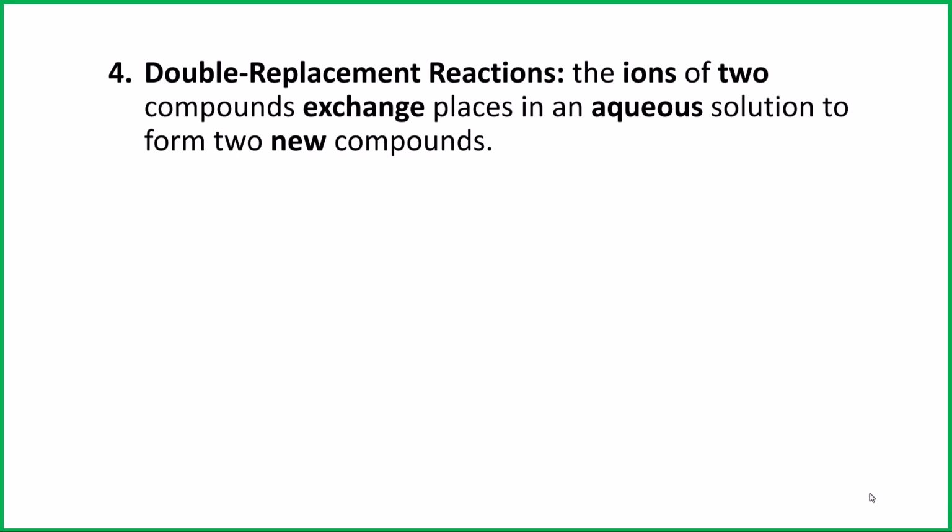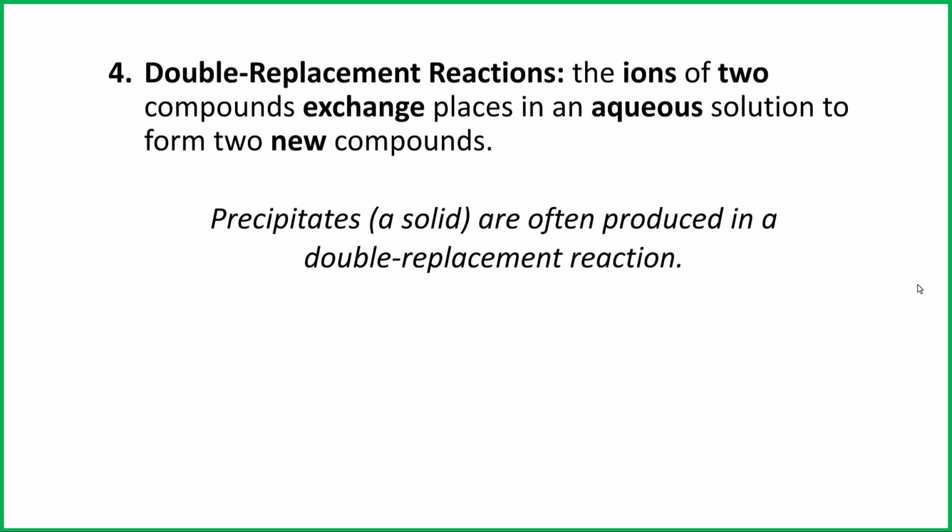Okay, our fourth type of reaction is a double replacement reaction, in which the ions of two compounds exchange places in an aqueous solution to form two new compounds. So whereas we were having one element replace another in a single replacement reaction, now we're having a double replacement. Two ions are replacing two other ions. Precipitates, which are solids, are often found in a double replacement reaction. They're usually a product of double replacement reactions.